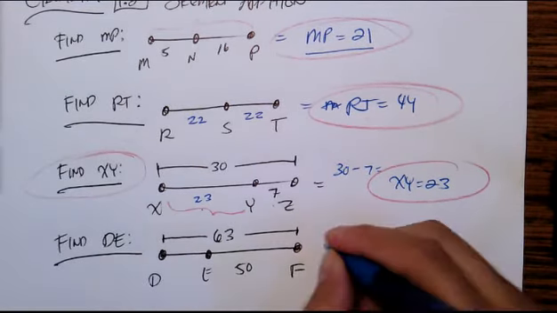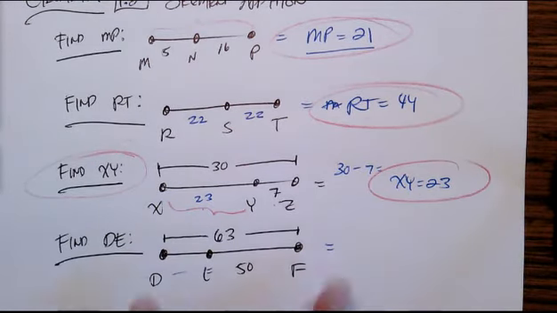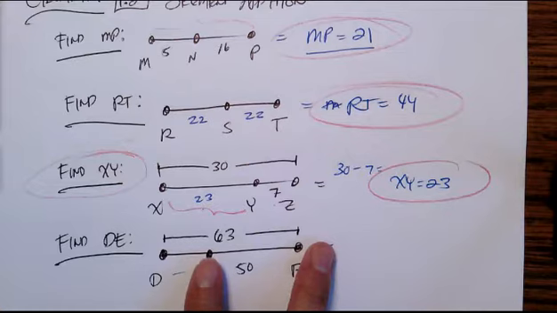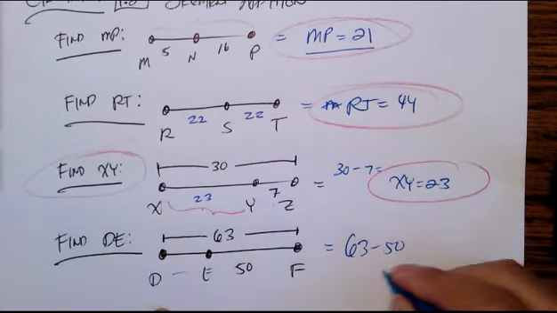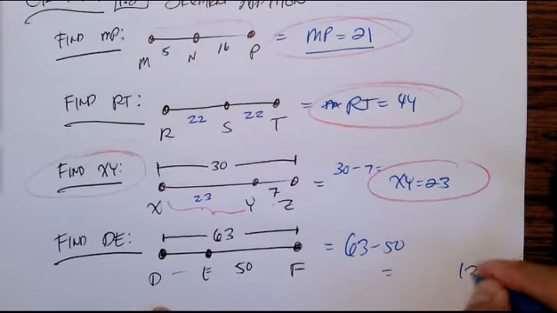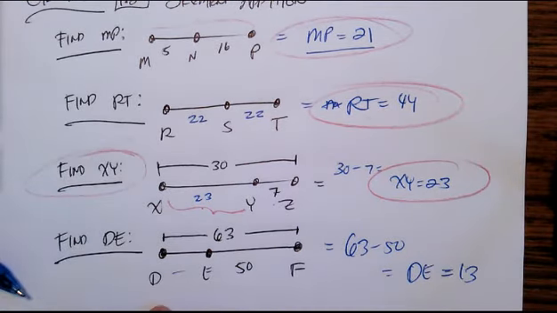All right, so here's the thing. DE is going to be this little chunk right here, so we're going to find that. The entire side is 63. We're going to peel off 50. 63 minus 50 is going to leave you with 13. So DE is going to be 13 right there.